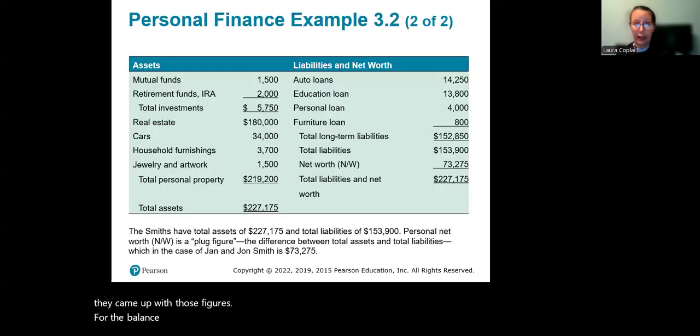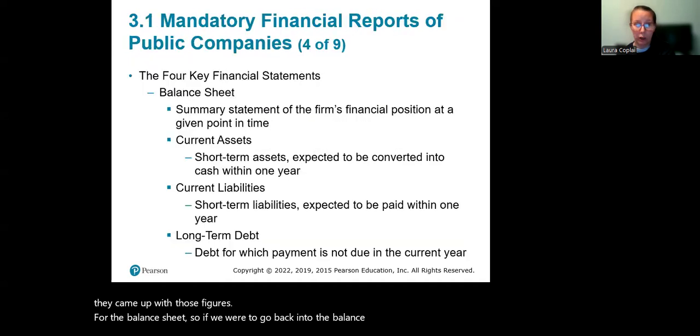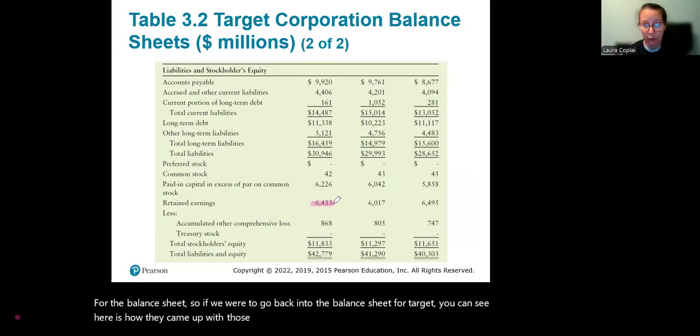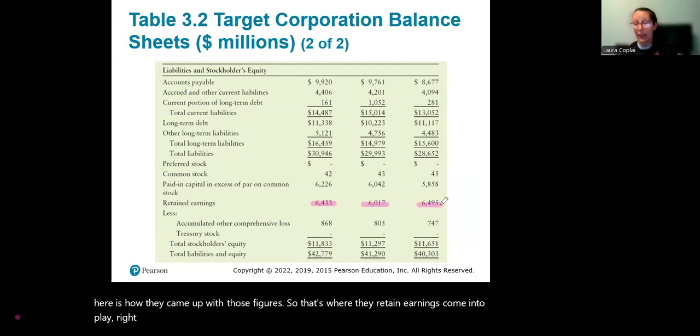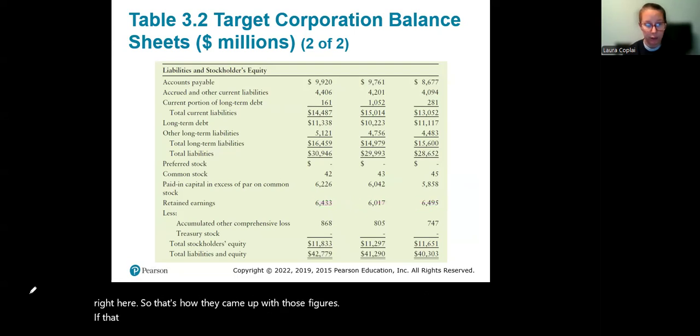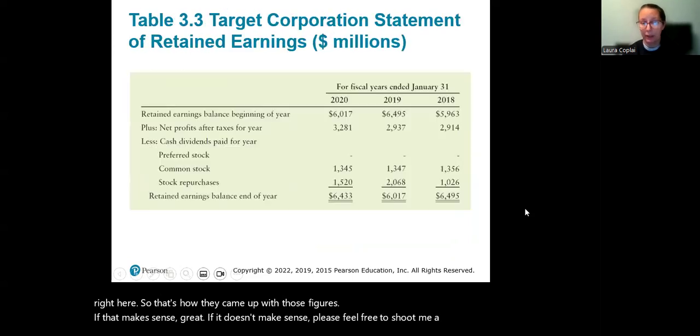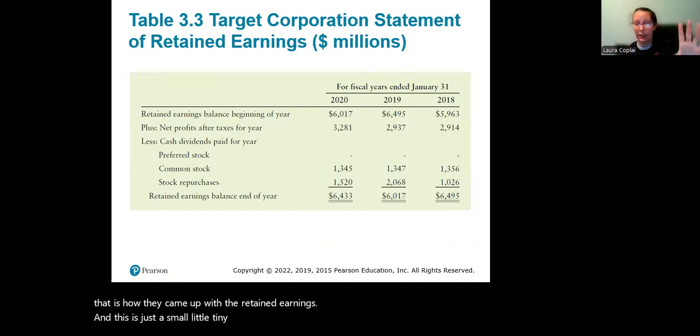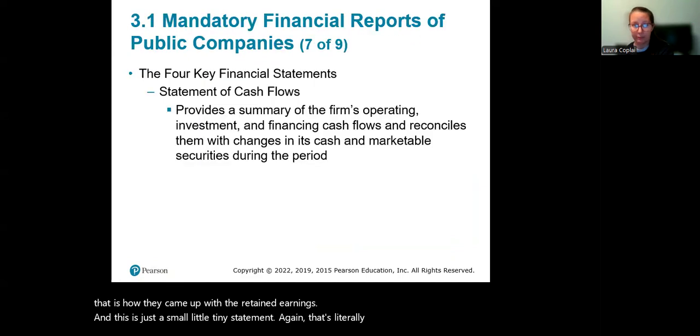So if we were to go back into the balance sheet for Target, you can see here is how they came up with those figures. That's where the retained earnings come into play right here. If that makes sense, great. If it doesn't make sense, please feel free to shoot me a message. But that is how they came up with the retained earnings. And this is just a small, tiny statement. Again, that's literally all it's focusing on.